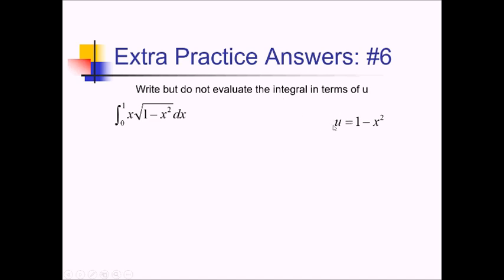So let's see here, we've got du equals, this will be negative 2x dx if I take the derivative of everything there. And then I can write dx equals du over negative 2x. That'll let me swap out that dx there.